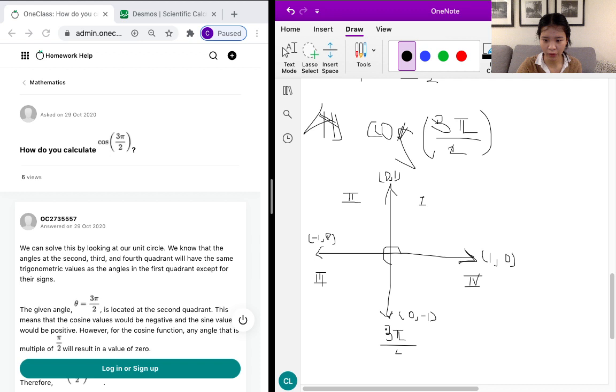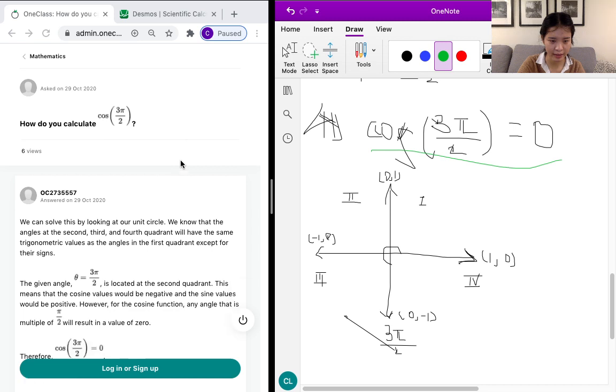So at the angle of 3 pi over 2, x has the value of 0. So cosine of 3 pi over 2 would be 0, based on our knowledge of the unit circle. That is our solution. Perfect. Now let's look at the sample solution and see how that is.